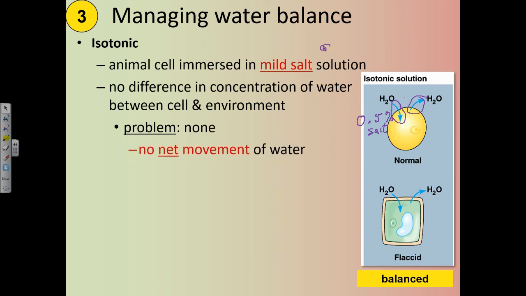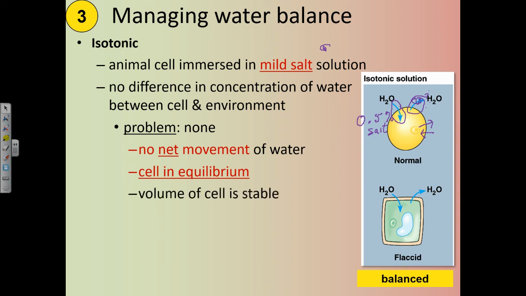Now, one thing you need to remember is, if you don't have any water moving out, like in a hypotonic or hypertonic solution, we say that there's no net movement occurring here. So basically, you have the same number of water molecules going in and out of the cell at equal rates, but it's a very, very small rate. And so we say that there is no net movement of water. The cell is in equilibrium, and the volume of the cell is stable.